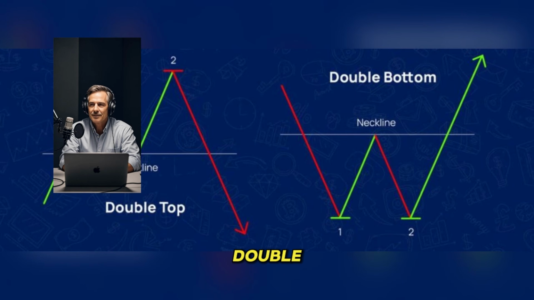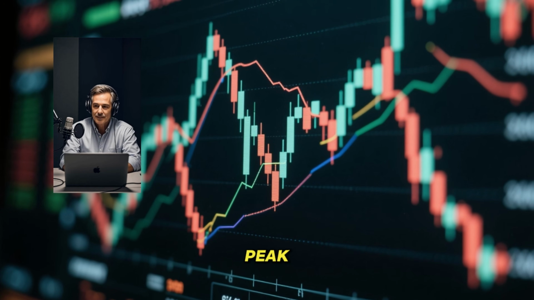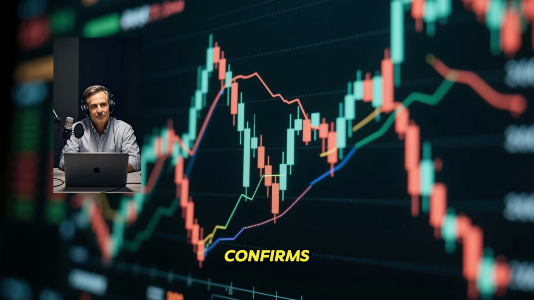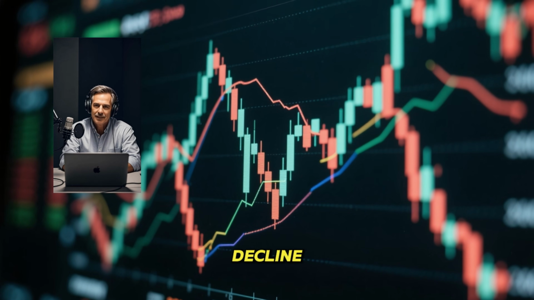Another set of common patterns are double tops and double bottoms. A double top is a bearish reversal pattern that looks like the letter M. It forms when the price hits a resistance level twice and is unable to break through. After the second peak, if the price breaks below the support level in between the two peaks, it confirms the pattern and suggests a further decline.